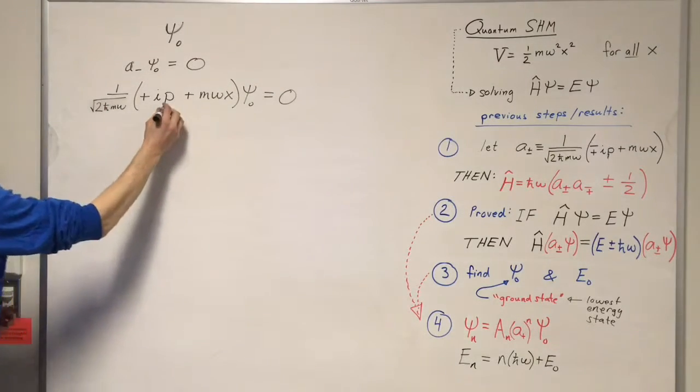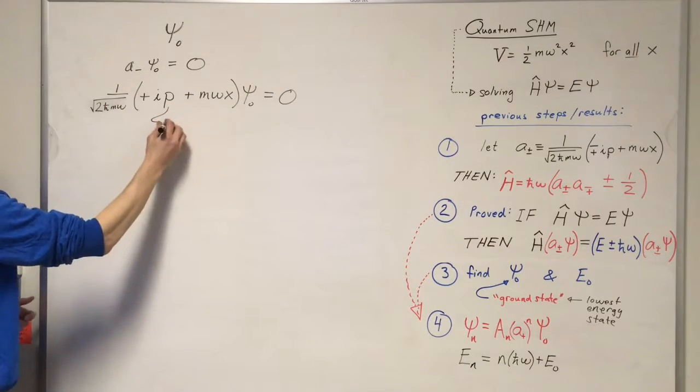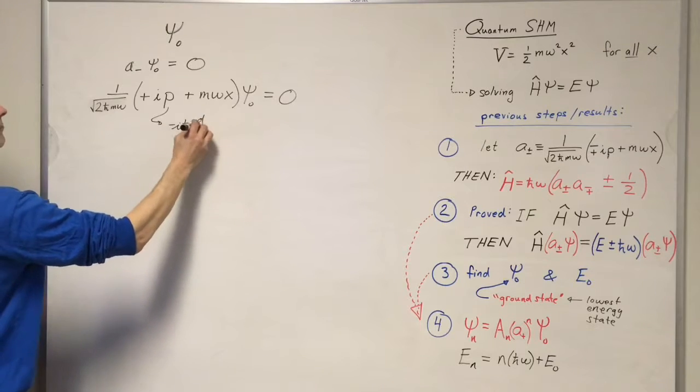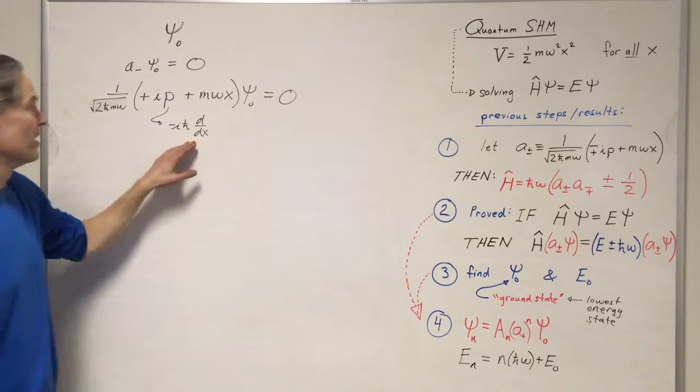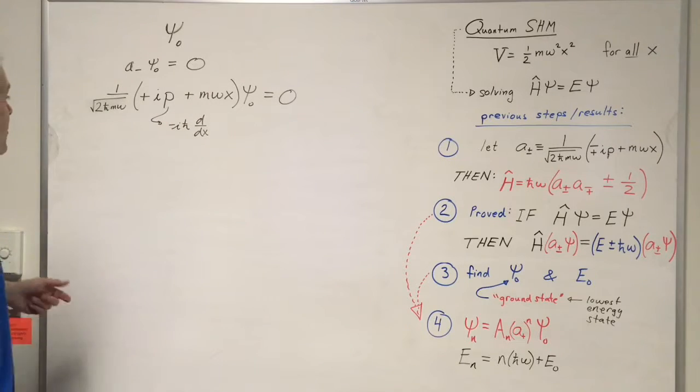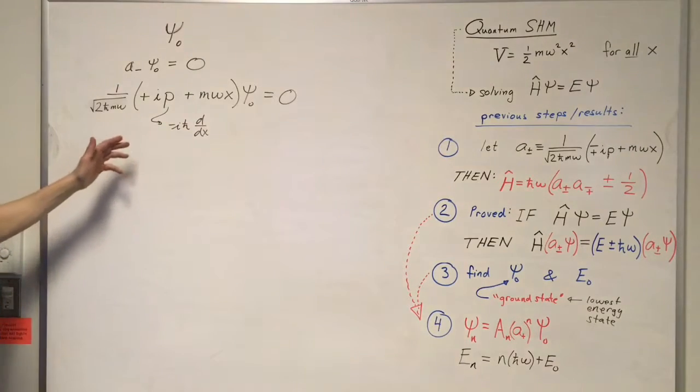All right, now let's remember that the momentum operator has the following form. And I've changed the partial derivative to a full derivative since we're working in one dimension and there's no other independent variables running around other than x.